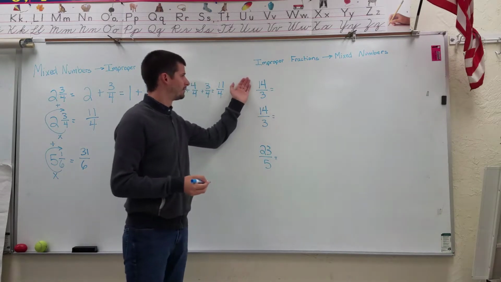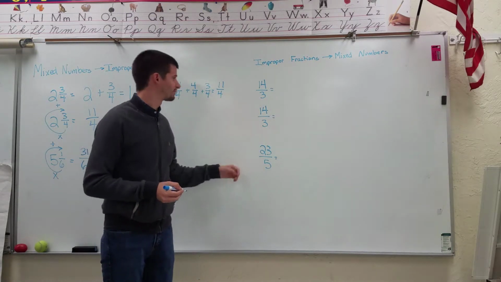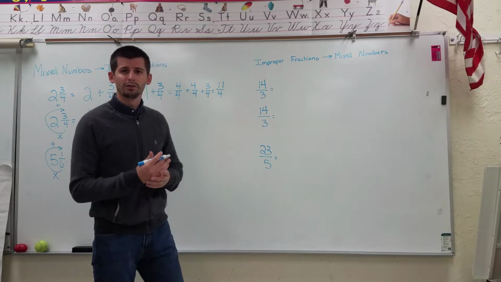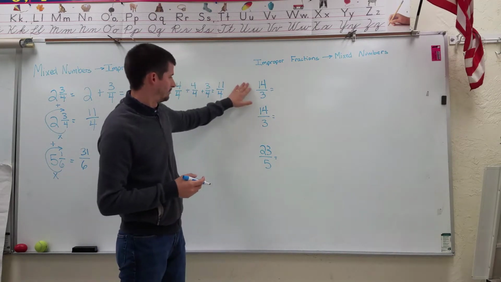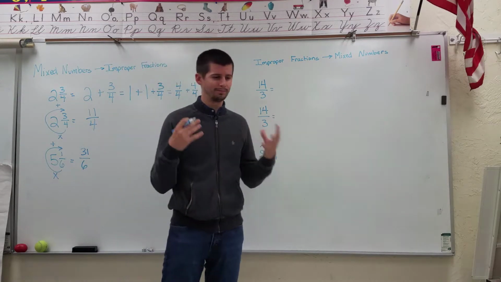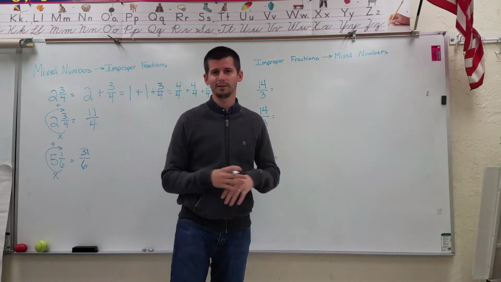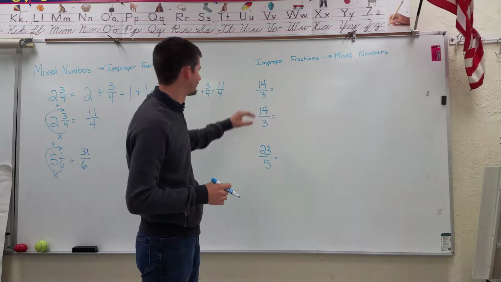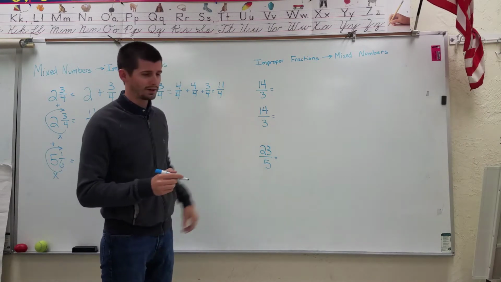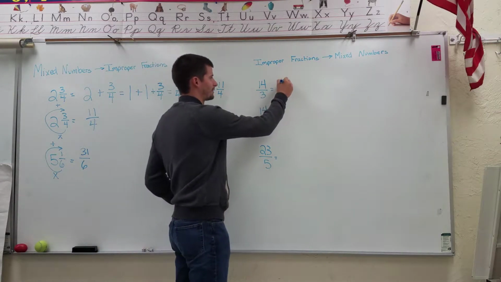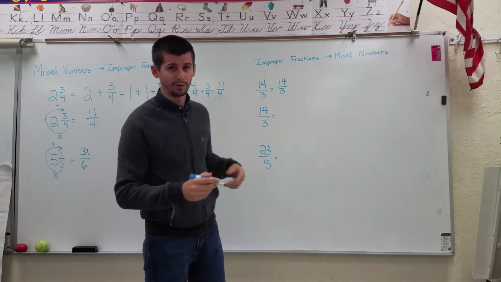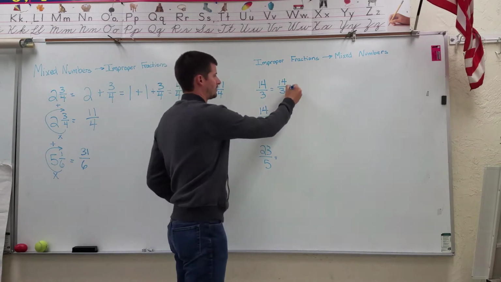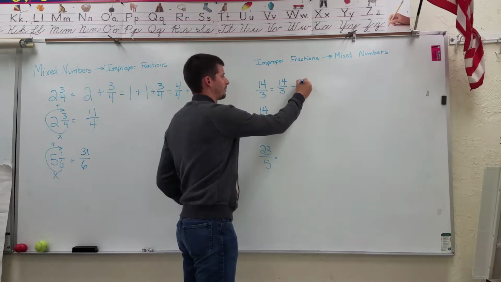Now going the other way, going from improper fraction to mixed number, students will sometimes have a harder time with this. But it shouldn't be, as long as they have practice, it's something they should be able to do, absolutely. So we have 14/3. Well, I can take my 14/3, and I know there's at least one whole in there, so I can take out one whole. So I'm going to subtract 3/3.